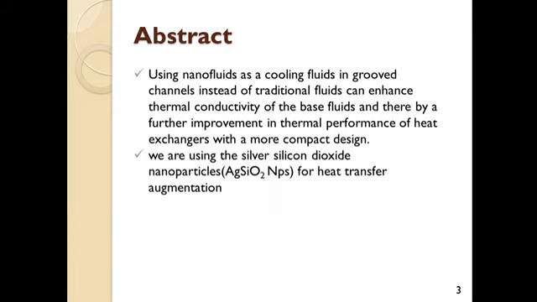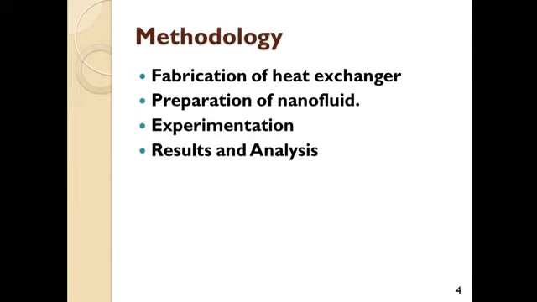Coming to the abstract, using nanofluids we can improve the thermal performance of the heat exchanger, even with a compact design. Here we are using AgSiO2 nanoparticles for heat transfer augmentation. Coming to the methodology: fabrication of the heat exchanger, preparation of nanofluids, experimentation, results and analysis.